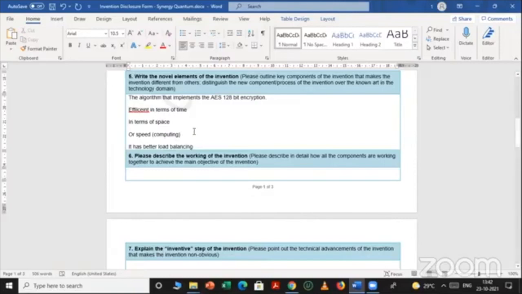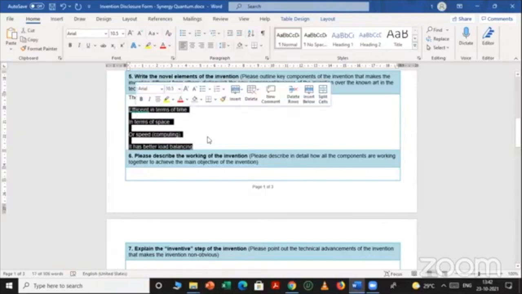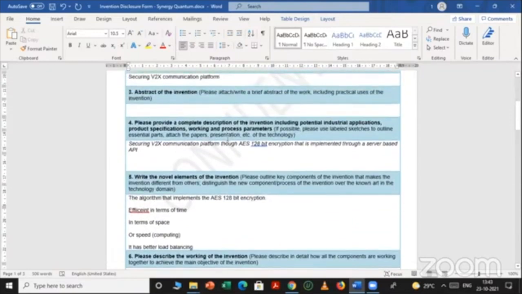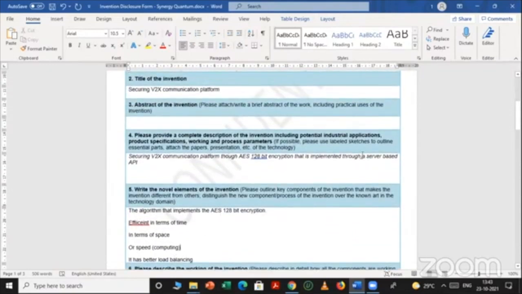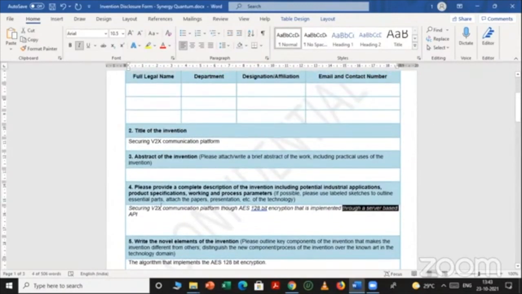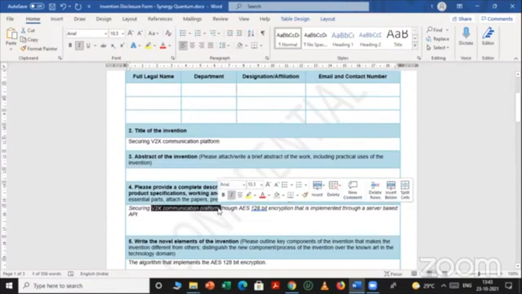Novelty is your algorithm here. Novelty is the computing power or the computing speed. Your algorithm is providing, the novelty is load balancing. But when I'm saying the working of the invention, then you have to describe how this algorithm will be implemented in this server, where this server will be situated, and how this server will communicate with vehicles or cars or motorbikes in a vehicular communication platform. So you have to describe the entire architecture.